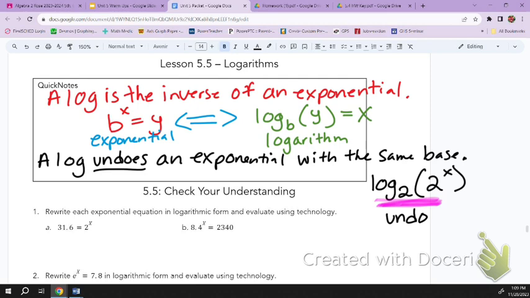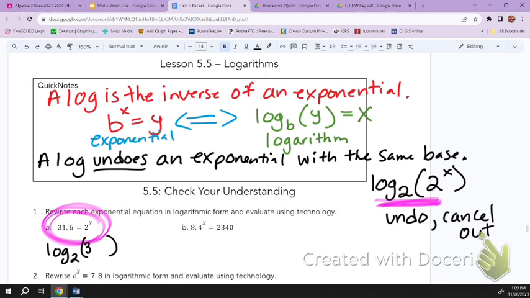Okay, so they undo each other. Sometimes you guys like to say they cancel. They're going to cancel each other out. Yeah. And what's it equal to? X. Yeah. Because that's the base of the exponential. How about part B?